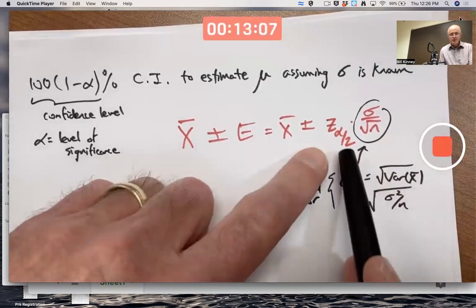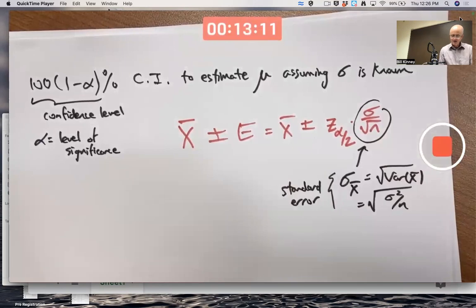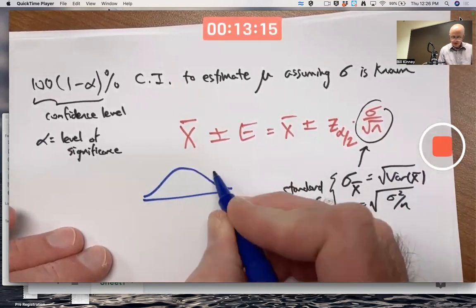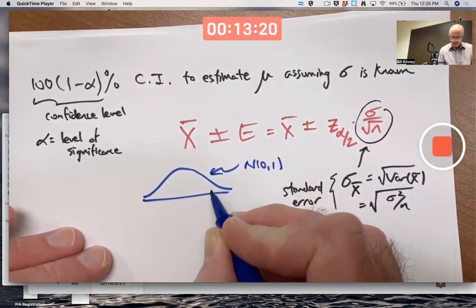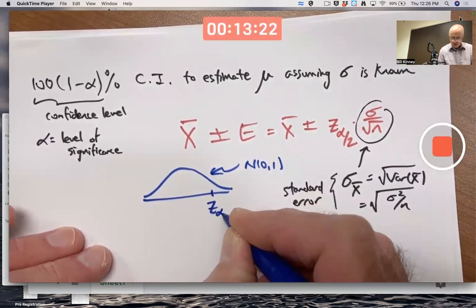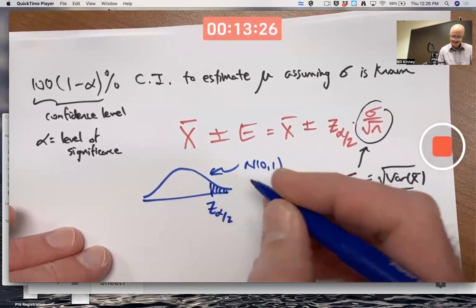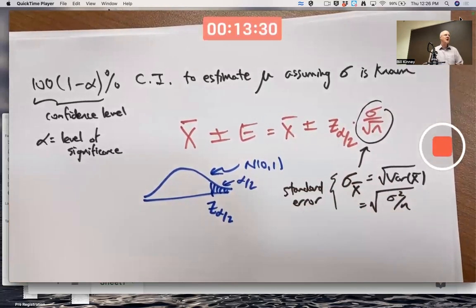As usual, the subscript on the Z represents the area to the right of that Z value. If this is a standard normal distribution, N(0,1), then Z sub alpha over 2 is the number along the axis so that the area under the curve to the right of that number is alpha over 2. That shaded area is alpha over 2.